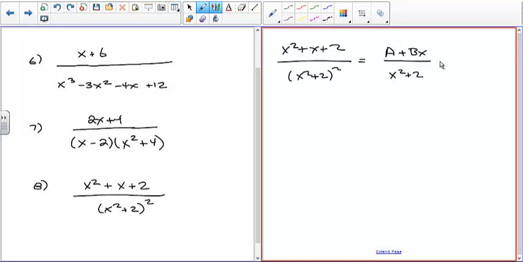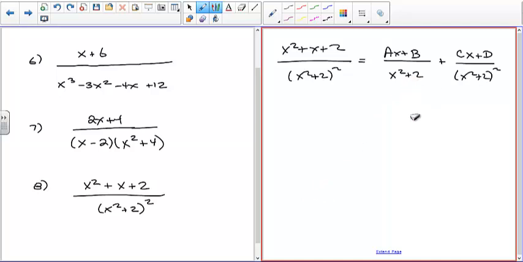Should have done ax. Let's use ax plus b, and then we'll have cx plus d over this thing squared. I mean, it doesn't really matter.